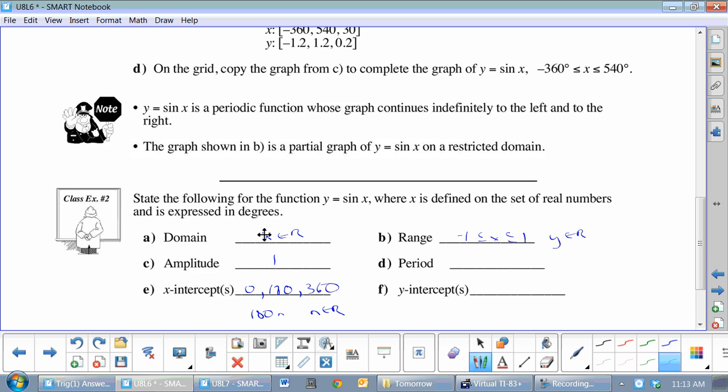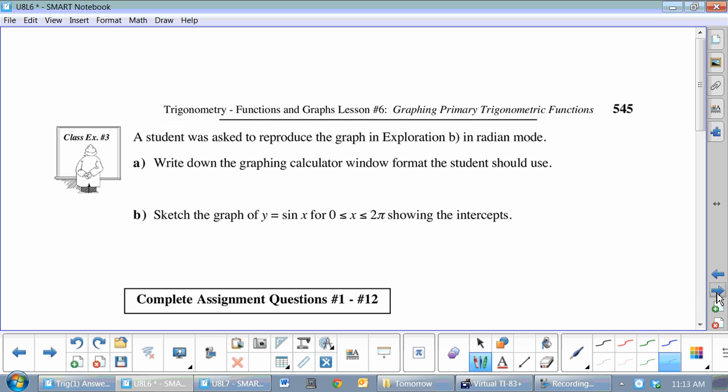Period. How often does this thing repeat? Every 360 degrees. See on the unit circle? 360, and then back to 30, 60, 90, okay? And back to 360, then 30, 60, 90, okay? The y-intercept is at 0. So 180. Okay? So a cos graph is what I just kind of showed you. So we're not going to go through that. So you're doing 1 to 12 on this one.